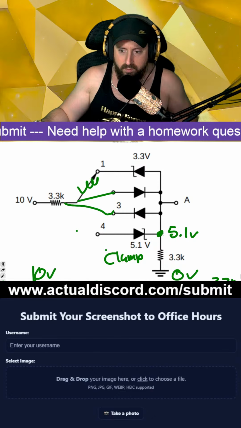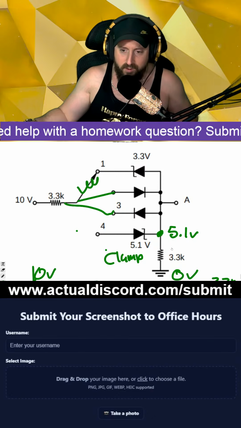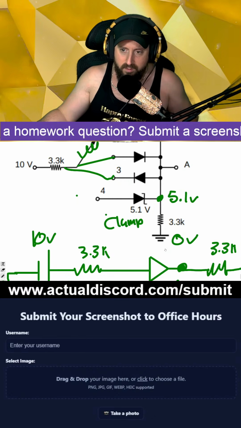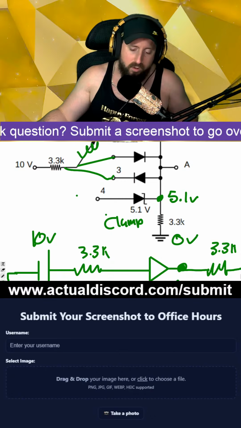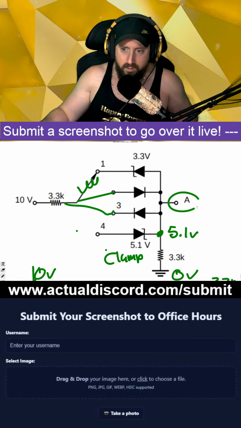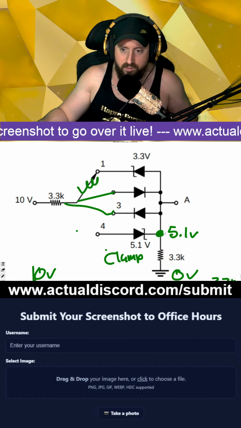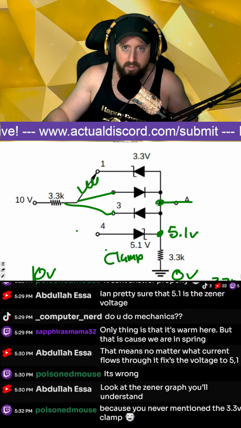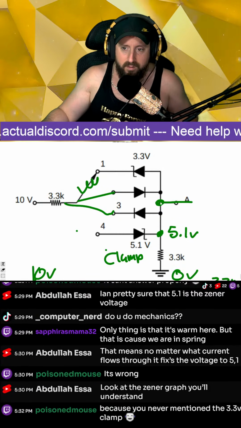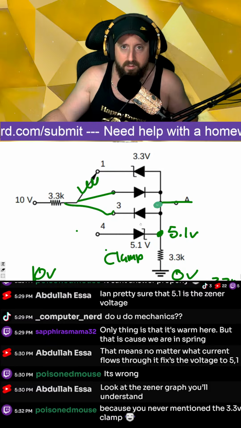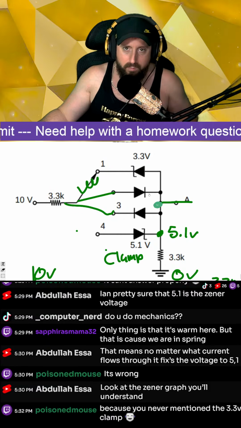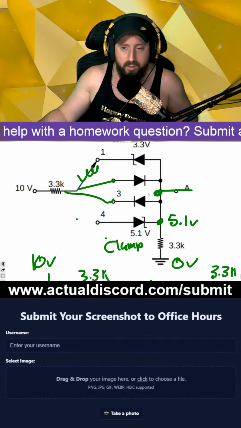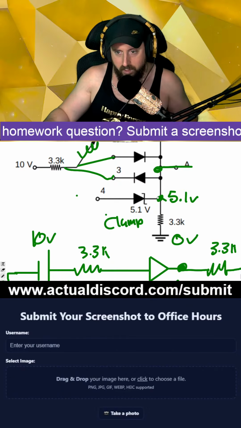But then this is always this to 0. You can also always move things towards junctions. You can't just go over components. So how I would see this is, yeah. I don't think it's a 3.3 volt clamp. I think it's a 5.1 volt clamp here.